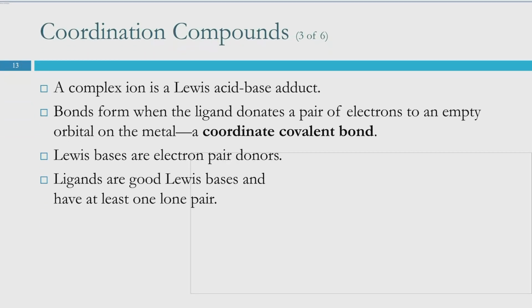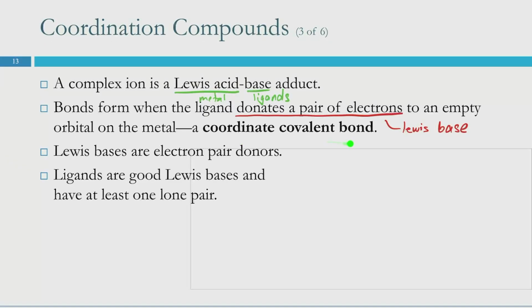Okay, so a coordination compound, a complex ion, is a Lewis acid-base adduct. They're stuck together. The Lewis acid part being the metal, the base being the ligands. So the coordination bonds form when the ligand donates a pair of electrons. That's Lewis base behavior. To an empty orbital on the metal. Since the metal is receiving the electron pair, it's acting as an acid, a Lewis acid, and that forms a coordinate covalent bond. They're sharing the electrons.